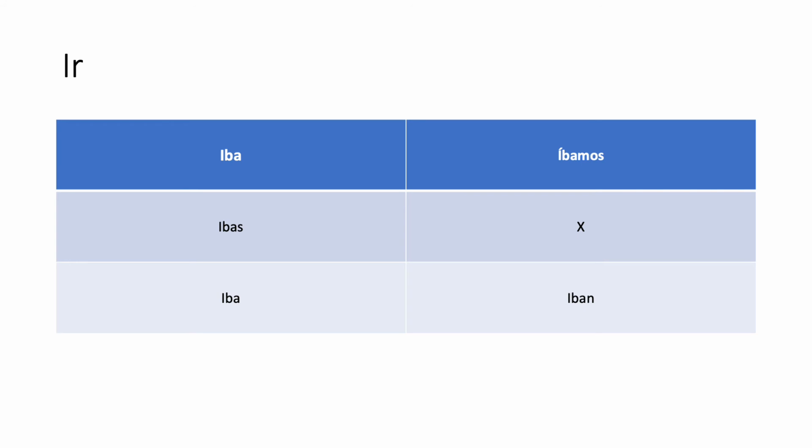Another really common use of iba is when people are giving excuses or starting a story. So they'd be like, iba a la tienda, I was going to the store when, so that's starting the story. Or they would say, as an excuse, like, oh, I was going to the store, but then I got attacked by ninjas. Iba a la tienda, pero me atacaron algunas ninjas, right? So it's a great way to start excuses.